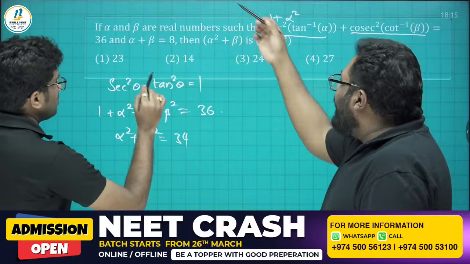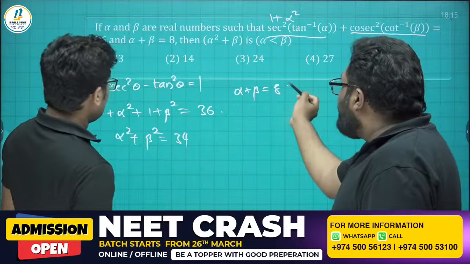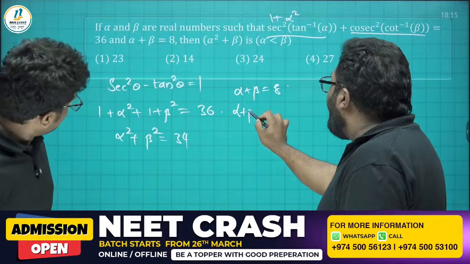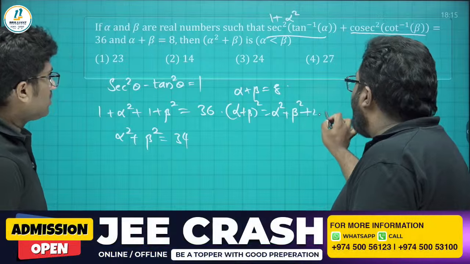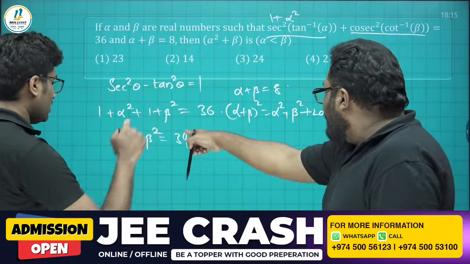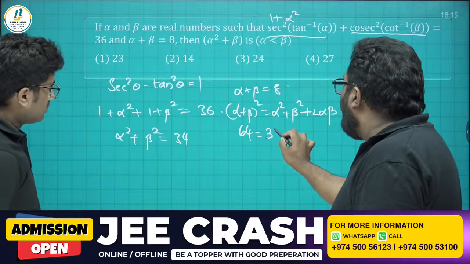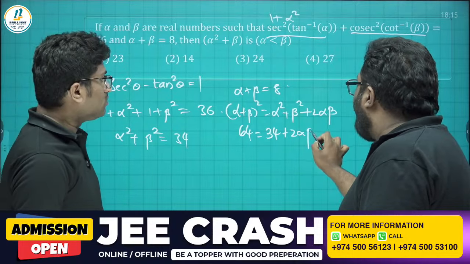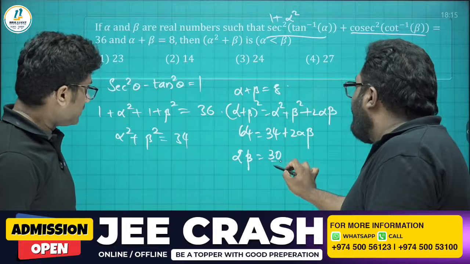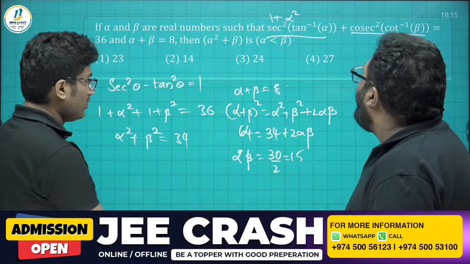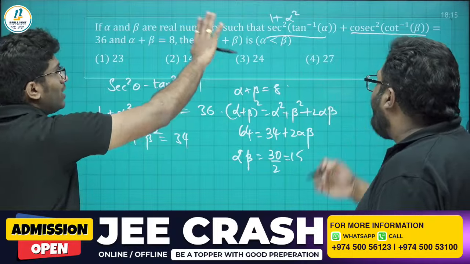Alpha plus beta is equal to 8. Just simply square it. So you'll get alpha plus beta the whole squared is equal to alpha squared plus beta squared plus 2 alpha beta. From there, that's 34, and this is 64. So 64 is equal to 34 plus 2 alpha beta. From here we'll be getting alpha beta is equal to 30 by 2, which is 15. So alpha beta we got. Now they are asking us to find alpha square plus beta.